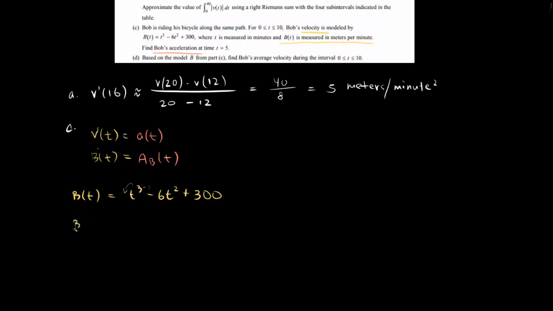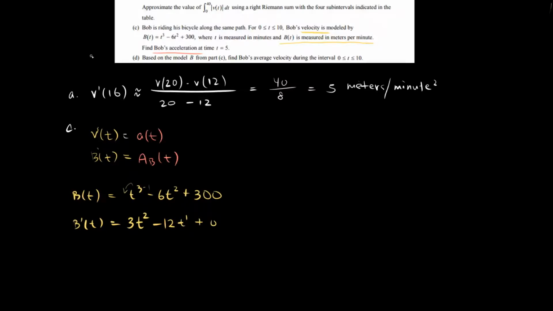So b prime of t would equal 3 times t raised to the 3 minus 1 power, which is just 2, subtracted by 6 times 2 is 12, raised to the 2 minus 1 equals first power. And we know that the derivative of a constant equals 0.